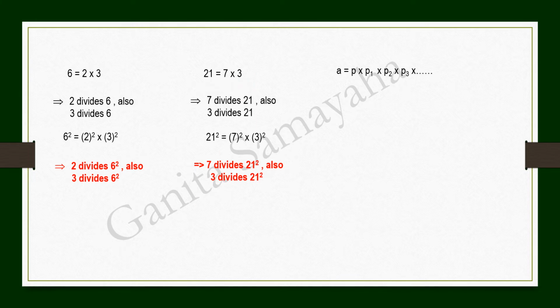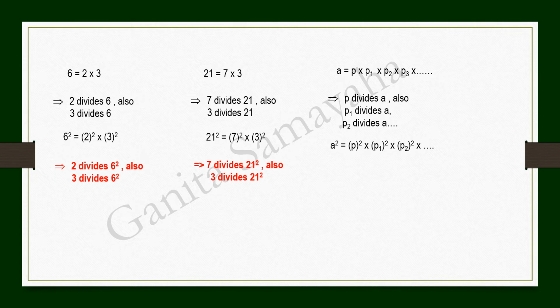In general, suppose we consider, say, some number A equal to P into P1 into P2 into P3 into etc. Okay. So what does this statement indicate? This indicates that P divides A, P1 divides A, P2 divides A, and so on. That is the meaning of this statement. This we have already understood.